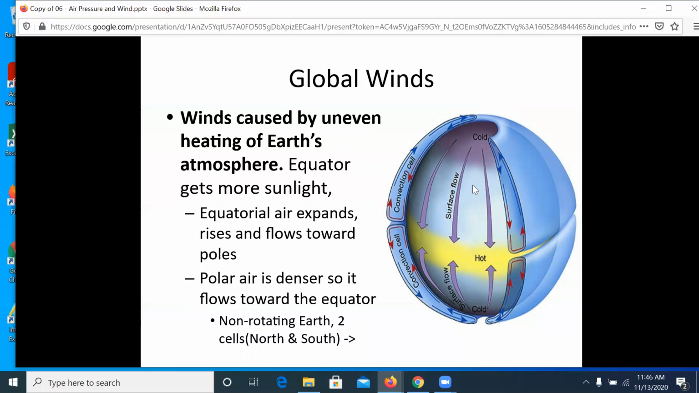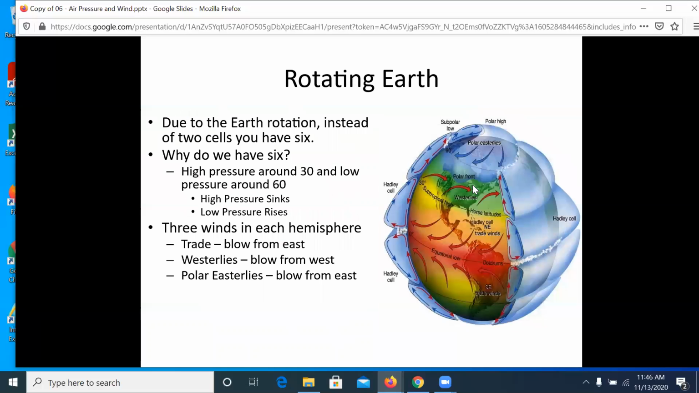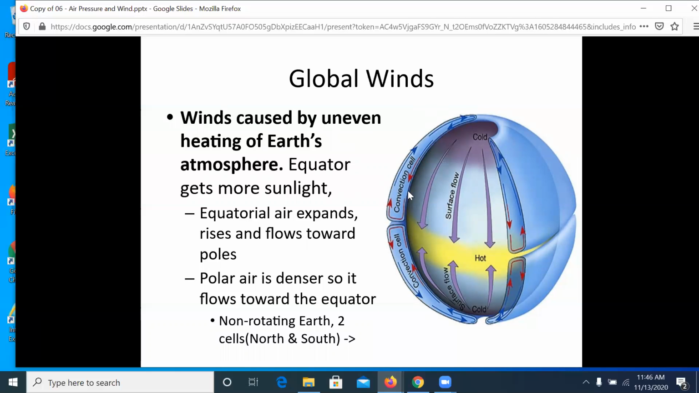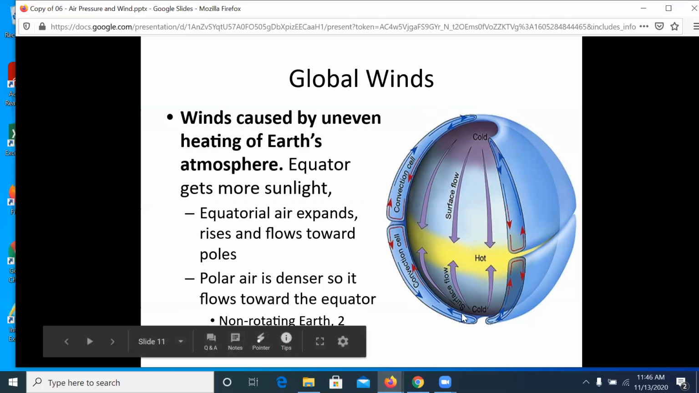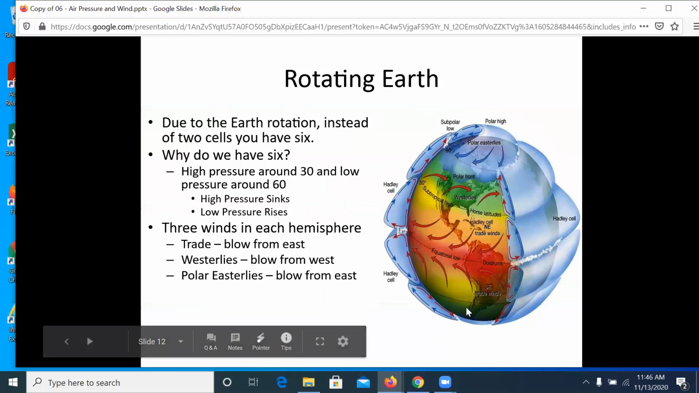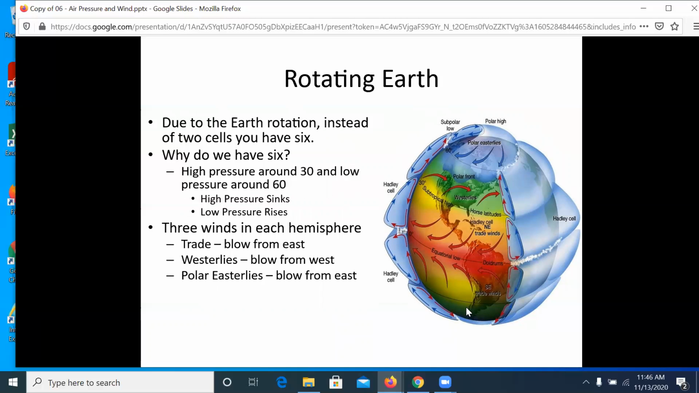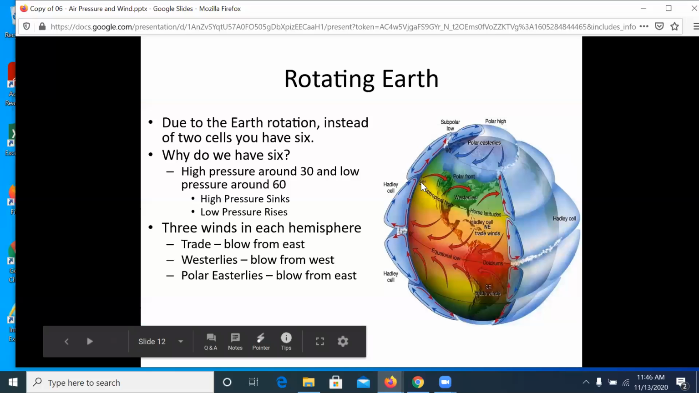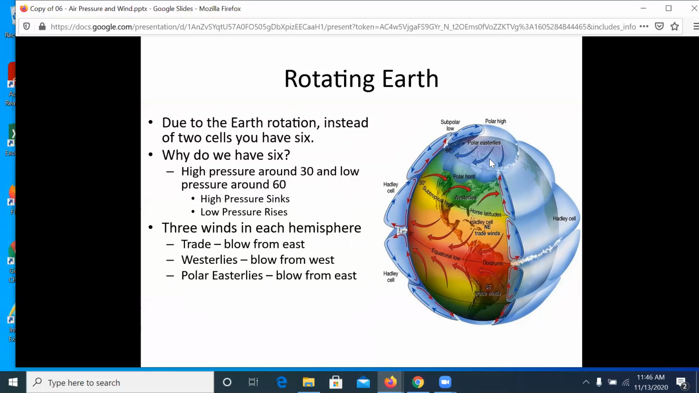However, we have the Coriolis effect, which creates these spinnings of winds. So due to the Earth's rotation, instead of having two cells like this, one, two, moving in the directions of the poles, we actually have 6. We have 6 because we have a high pressure system around 30 degrees latitude and a low pressure system around 60 degrees latitude right here.